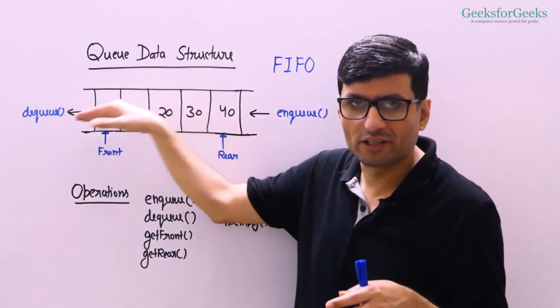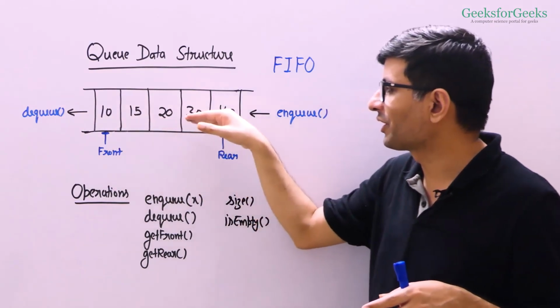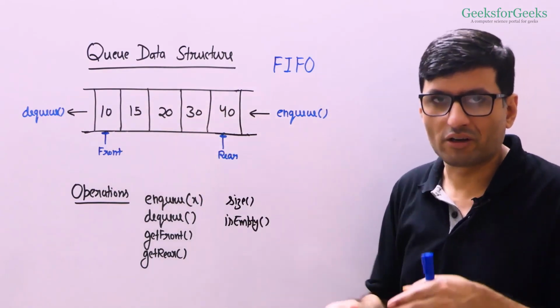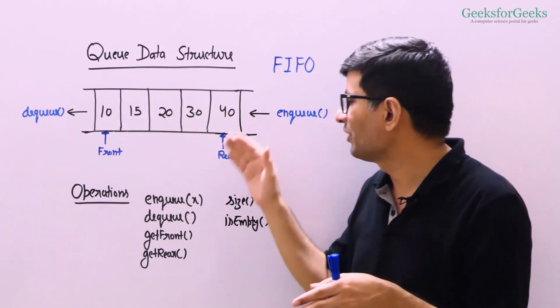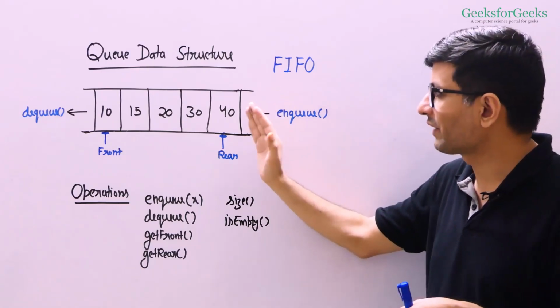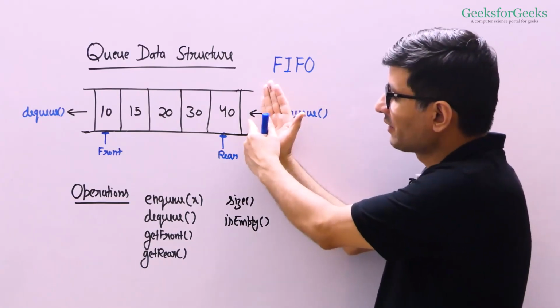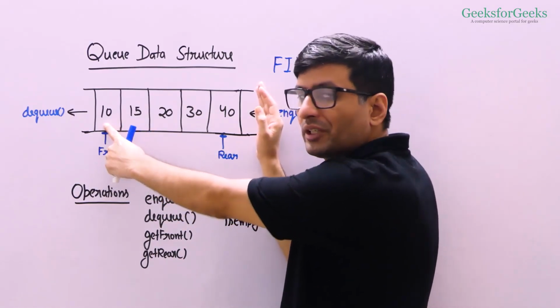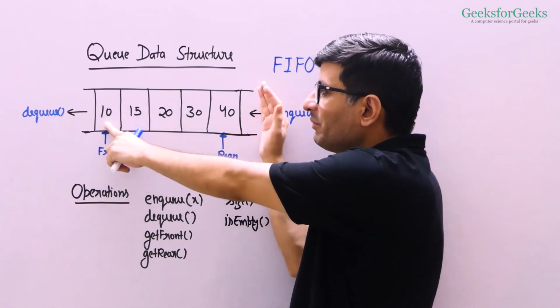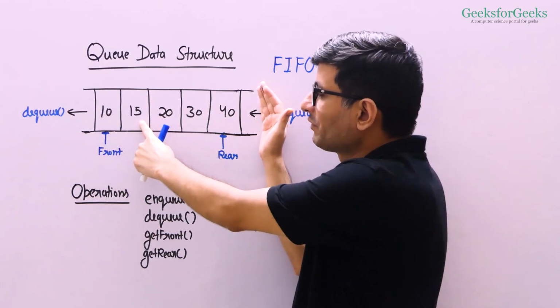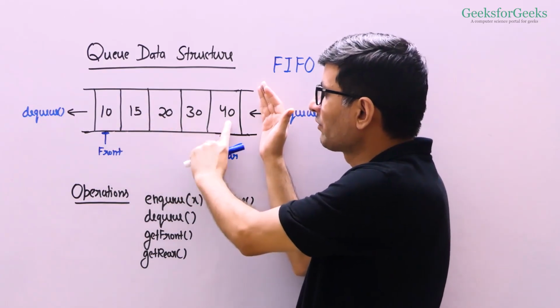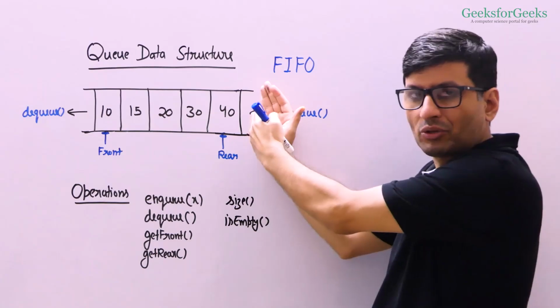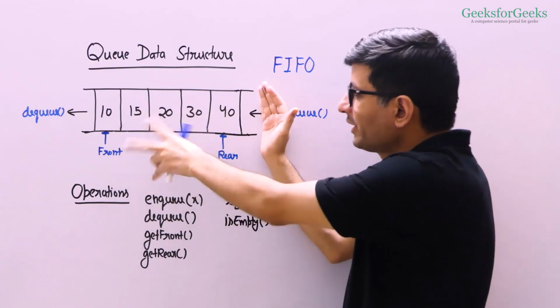10 must have entered first, then 15, then 20, then 30, then 40. Now if we try to add an item, we will be adding here. Right? So if I add an item 50, it will be added here. And if I want to remove an item, the item which was added first will be removed first. Right? So 10 will be removed. Then if I remove the next item, 15, then the next item 20, then 30, then 40. So 50, if I want to remove, it will be removed after all these items are removed.